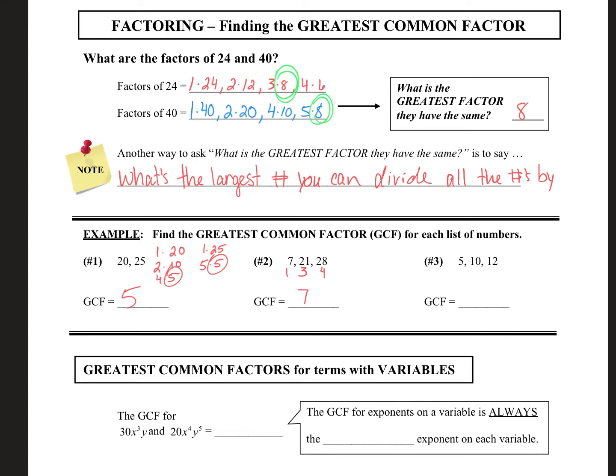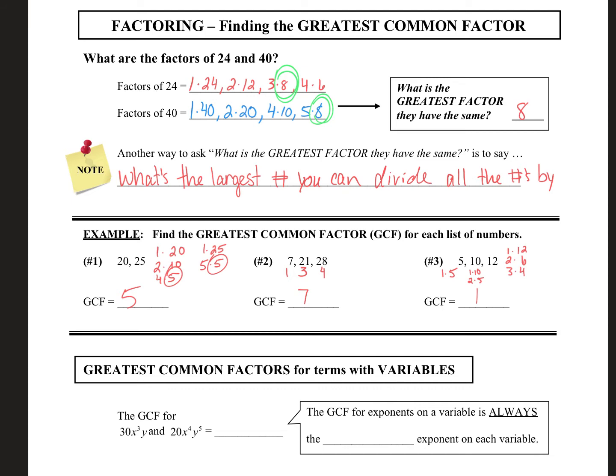All right, let's look at this next list of numbers. We have 5, 10, and 12. The factors of 5 would be 1 and 5. The factors of 10 are 1, 10, 2, and 5. And the factors of 12 are 1 and 12, 2 and 6, 3 and 4. The biggest number that 5 and 10 have in common is 5, but we don't see 5 over here. 10 and 12 have 2 in common, but no 2 here. So the greatest common factor of 5, 10, and 12 is actually just 1.